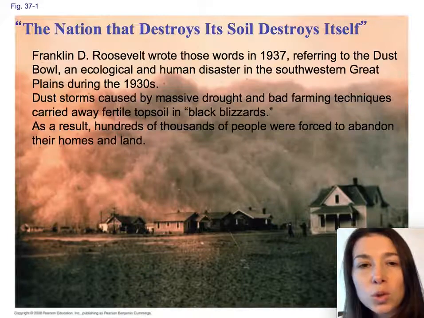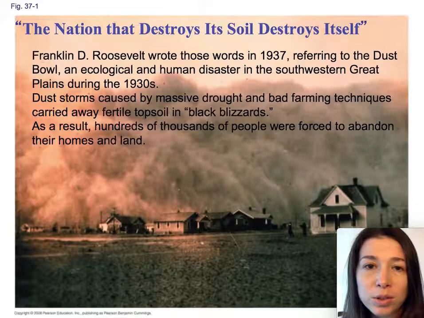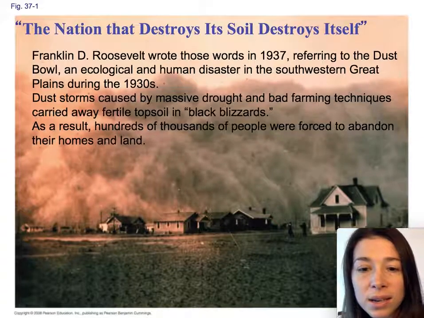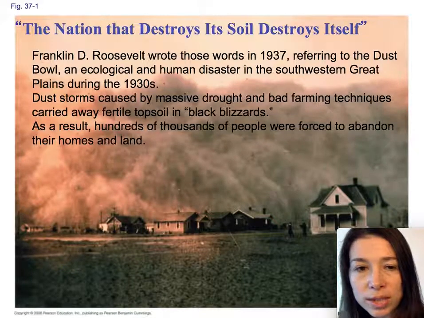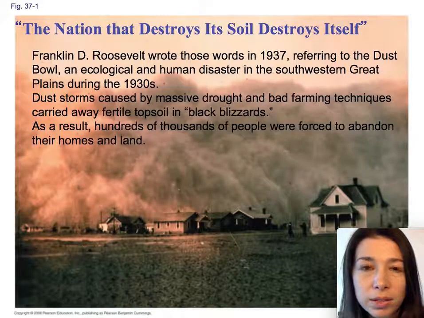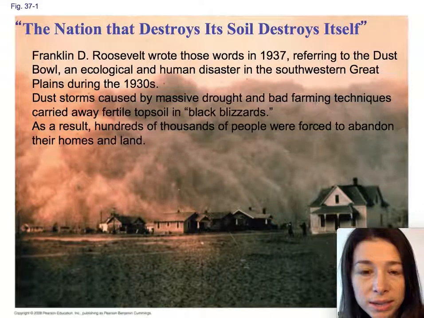So when humans use techniques for agriculture that do not allow for sustainable habits, we actually lose the ability to culture plants on that portion of land. In 1937, we underwent a huge disaster here in the United States called the Dust Bowl, and this was due to improper farming techniques.